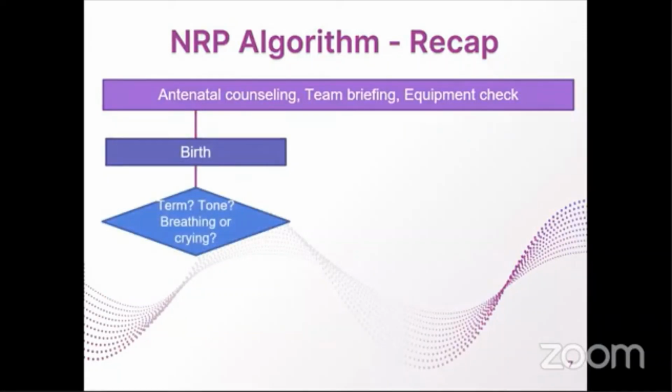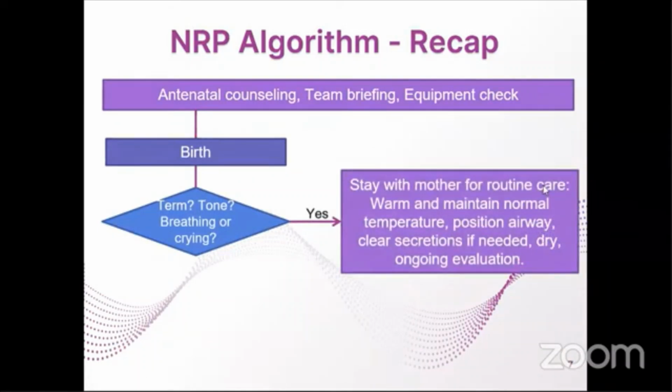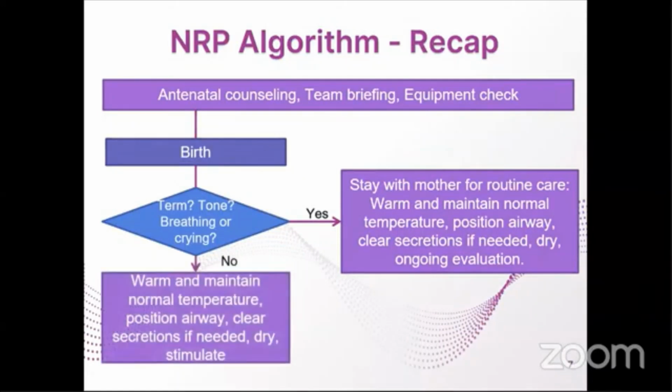When the baby is born, the questions we ask are: is the baby a term baby, is there good tone, and is the baby breathing or crying? If the answer is yes to all those 3, all we have to do is leave the baby with the mother. Don't jump in and take the baby away from the mother. Deliver the baby onto the mother's abdomen and keep the baby warm. If necessary, clear out the secretions and dry, and then just see what the baby is doing. If the baby is breathing and is okay, we don't need to take the baby away from the mother and do things which are not necessary.